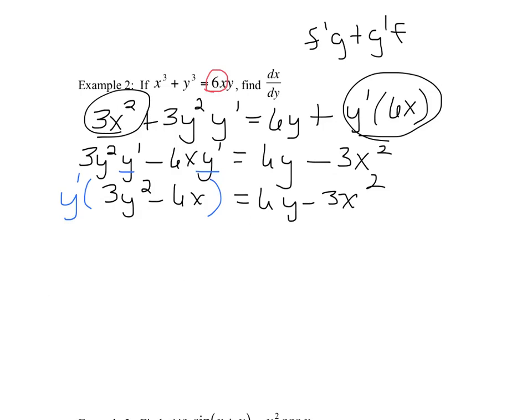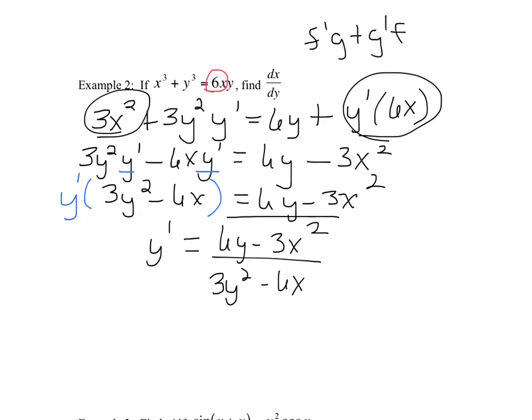And so my final step from my final answer here is to go ahead and divide both sides by 3y squared minus 6x. So I have 6y minus 3x squared over 3y squared minus 6x. And that is my final derivative.